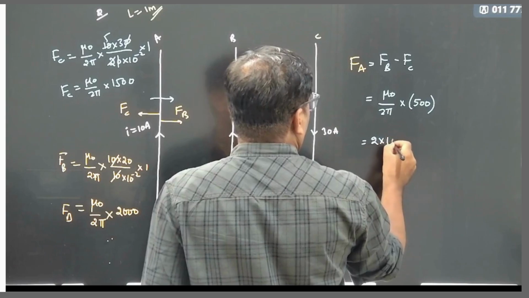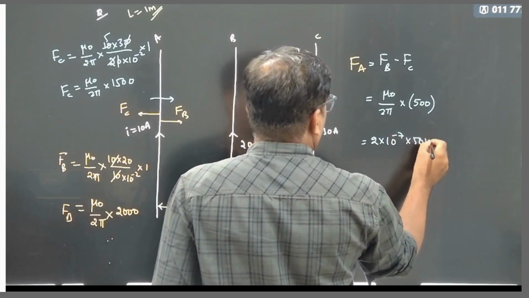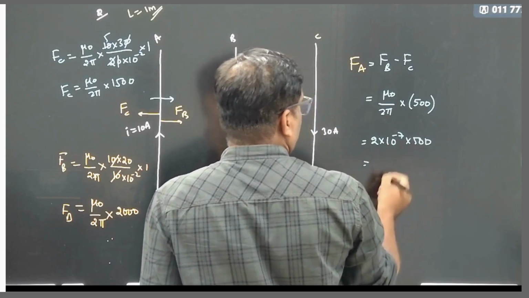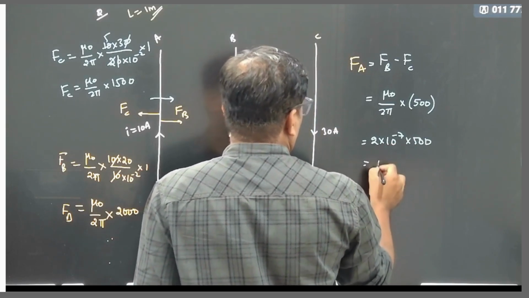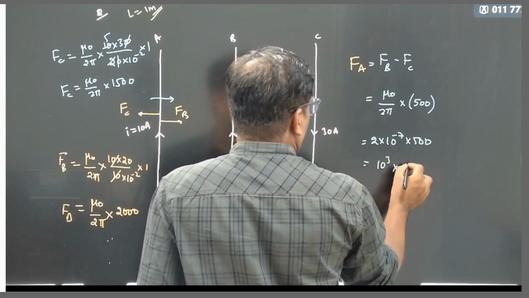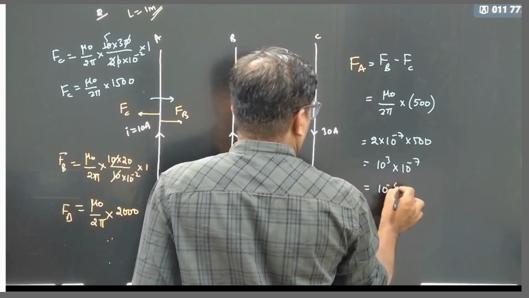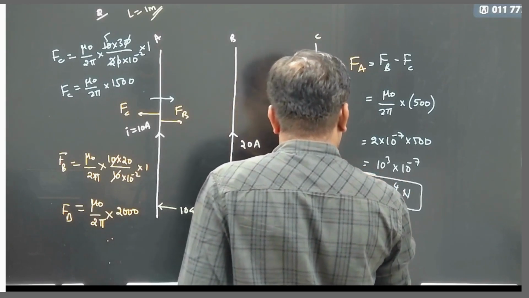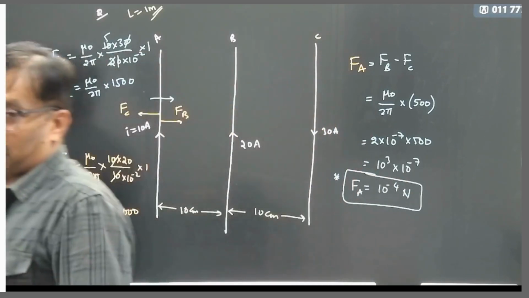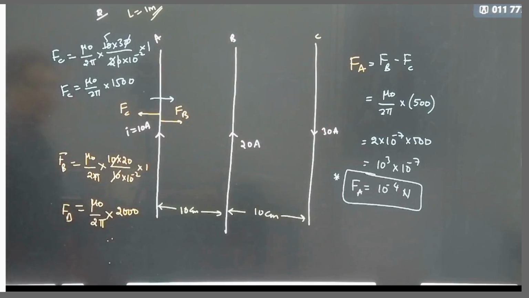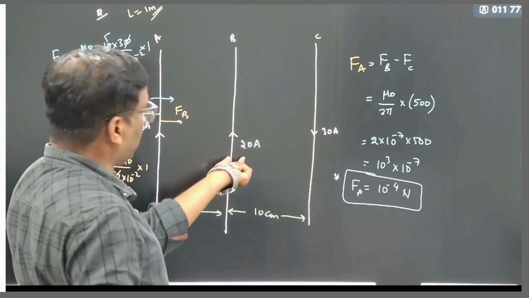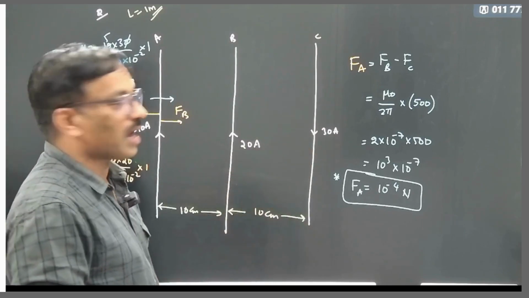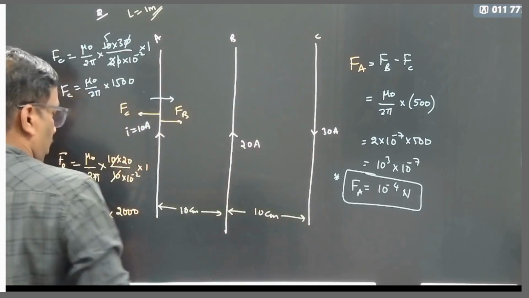So mu naught by 2 pi is 2 into 10 to the power of minus 7, into 500. 500 means 10 to the power of 3 by 2, so 10 to the power of minus 4 newtons. This is the force acting on A, towards this side. Similarly, you can calculate the force on B and force on C, and we can solve the problems like this, right?